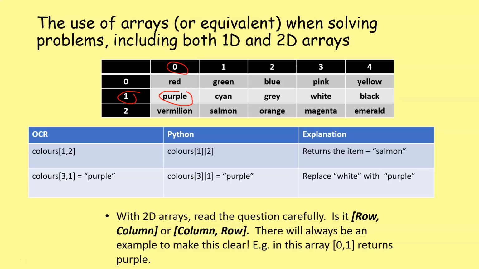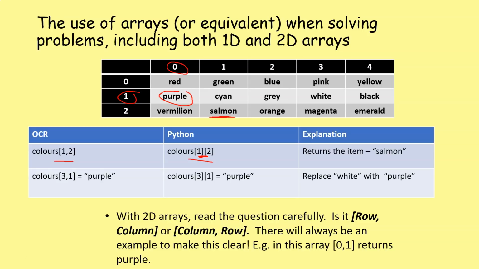OCR and Python are very similar to how we refer to two-dimensional lists, with just a slight difference in how we refer to the index positions. So if I want to return the item salmon in OCR reference language, I say colors, which would be the name of the array, square brackets 1, 2. So that would be column 1, row 2, which would give you salmon. In Python, we don't have the comma, we just have two sets of square brackets. So I'd say square brackets 1, square brackets 2 to return the item salmon. So again, 1, 2, that gives me salmon.